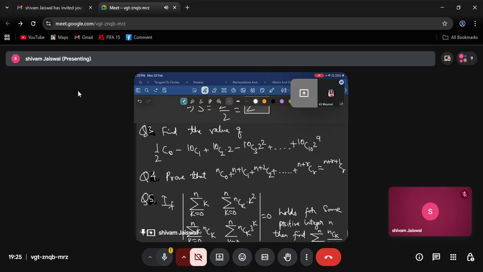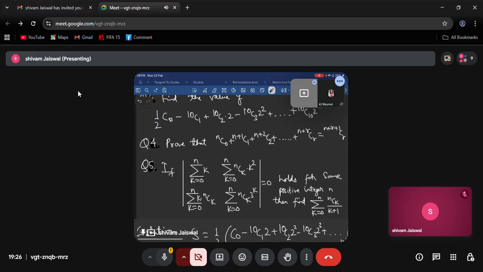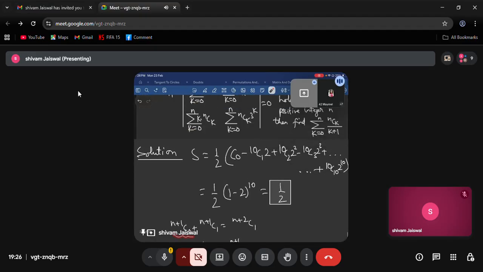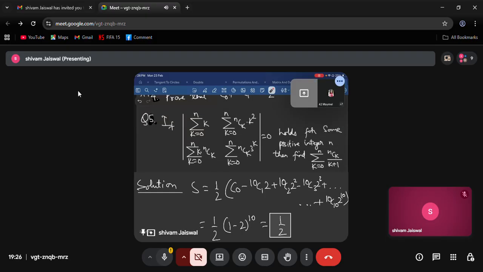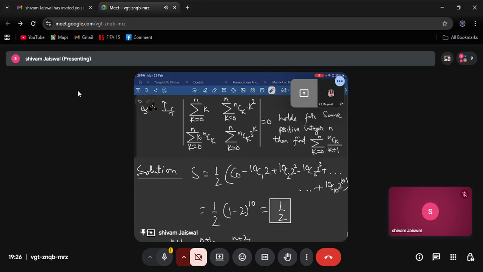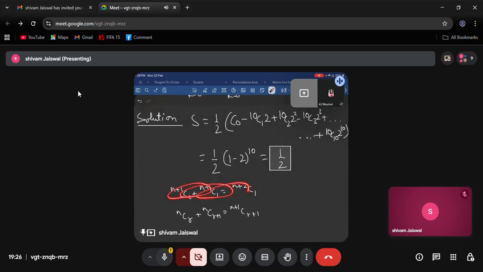But over here, this NC0, you wrote N plus 1 C0. How? Are the values NC0 and N plus 1 C0 the same? What is the value of N plus 1 C0? Sir, NC0 is 1. And what is N plus 1 C0? Sir, it is also 1 according to the identity. Okay, then it's fine.